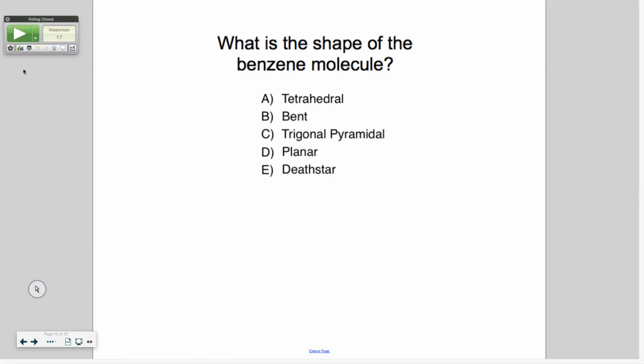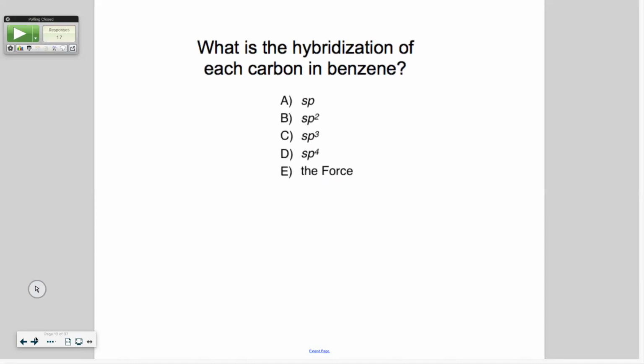I know, right? Okay, nobody picked the disc. Okay, what is the hybridization of each carbon in benzene? May the force be with you as you answer this question.